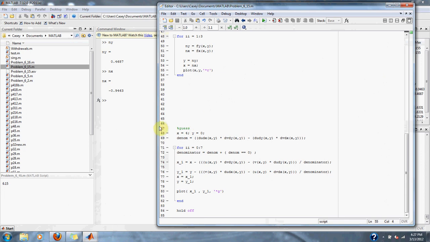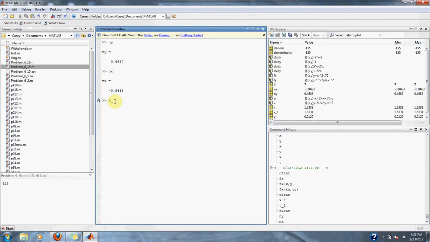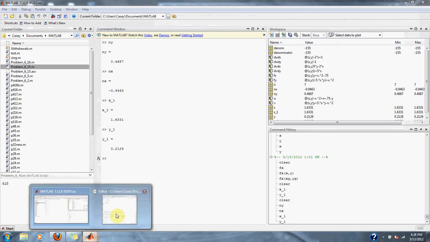But if we use the Newton-Raphson method's guess of x is equal to about 1.6, y is equal to about 0.2129. That is very close to where we want to be.